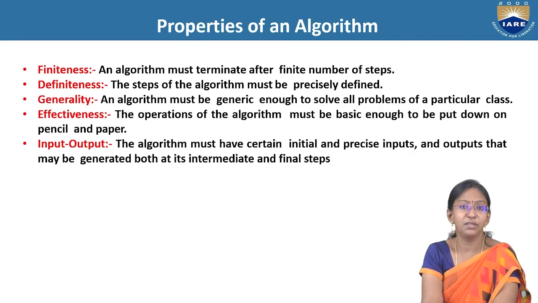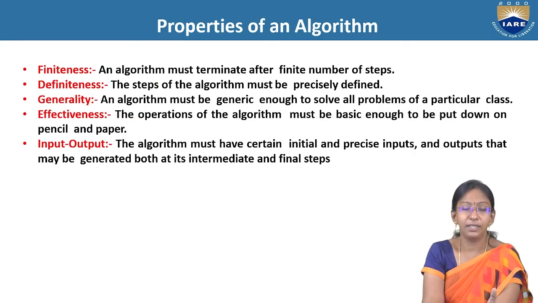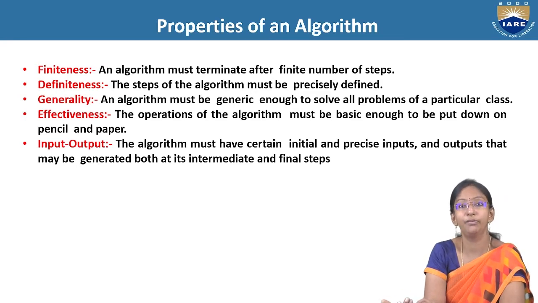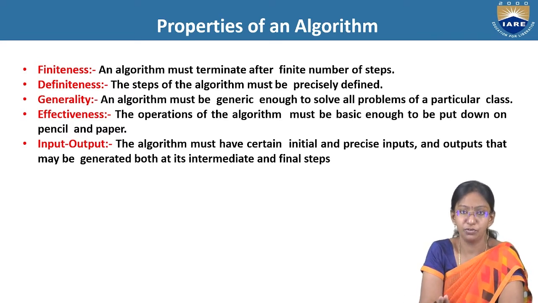Coming to the basic properties of an algorithm: finiteness, definiteness, generality, effectiveness, input, and output are the 5 key features of an algorithm. Finiteness, the first one, tells you that the number of steps involved in expressing the solution of a problem must be finite in nature. You can never say that you keep on taking these steps and one fine day you'll get the result. No, the solution must be confined to a finite number of steps.